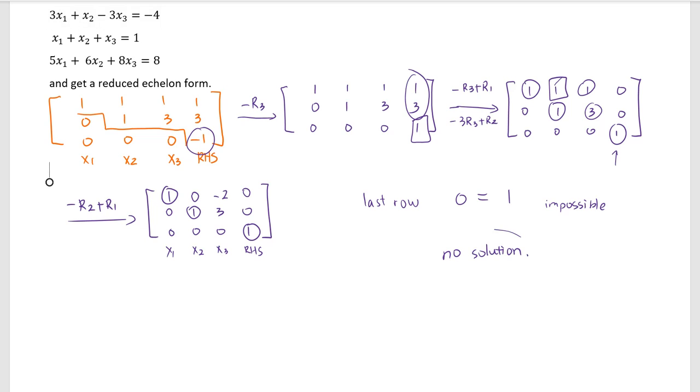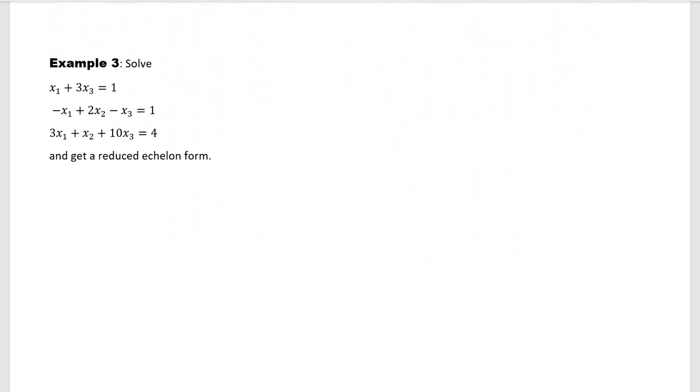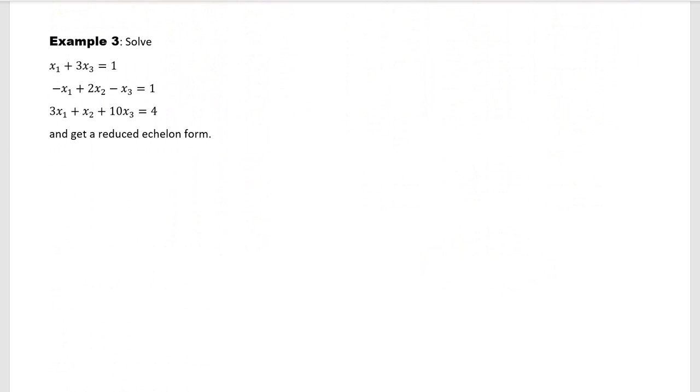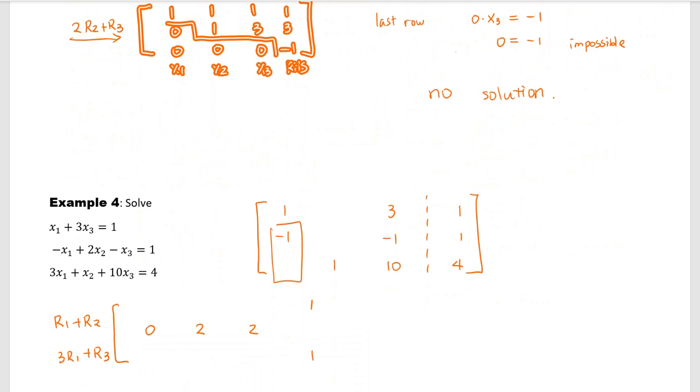Okay, but actually you can get no solution from the echelon form. You don't have to get to the reduced echelon form. So in many of our cases, when we solve linear systems, as long as we get the echelon form, we can do back substitution and solve the system. We don't have to get reduced echelon form. Okay, let's continue. So this example 3 corresponds to example 4 of our last session.